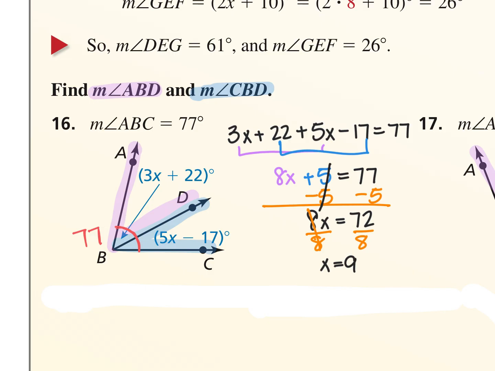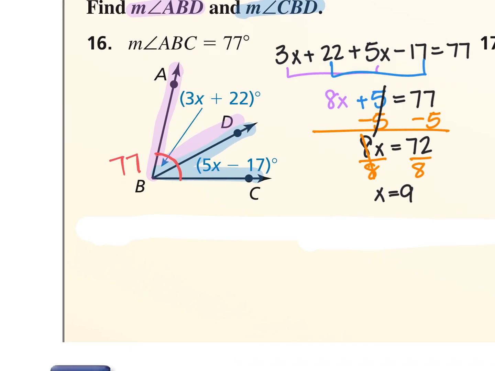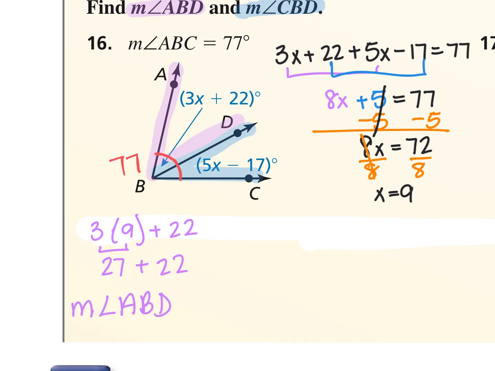Keep in mind they're not asking me for x, so I have to take it and plug it in. I'm going to have 3 times 9 plus 22. I'm going to get 27 plus 22. Then I'm going to get the measure of angle ABD equals 49 degrees. Don't forget your degree sign.